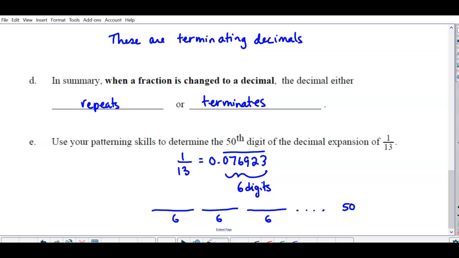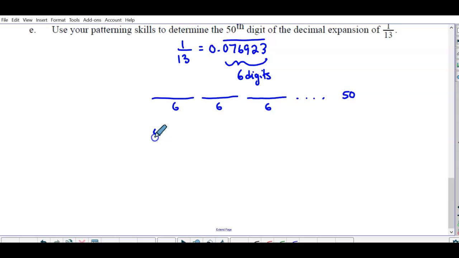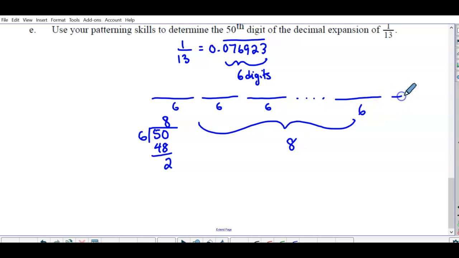So really what we're doing here, just expand this out, is 50 divided by the 6 repeating digits. 8 goes into that with a remainder of 2. So that means we'll get to 6, and there will have been 8 of these, and then we'll have 2 digits of the next set of repeats. So we have to look for the second digit, and that's a 7. So this would be 0, 7. So use your patterning skill. The 50th digit is 7.